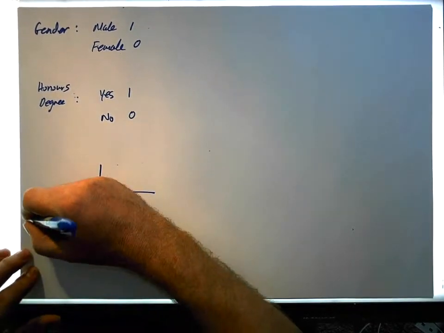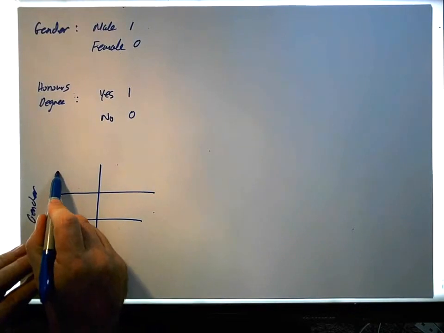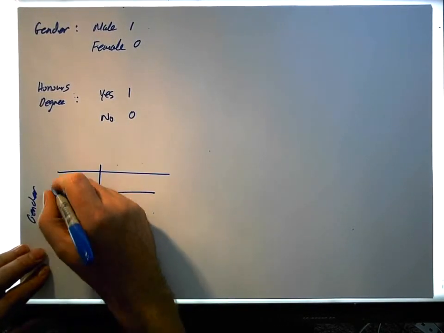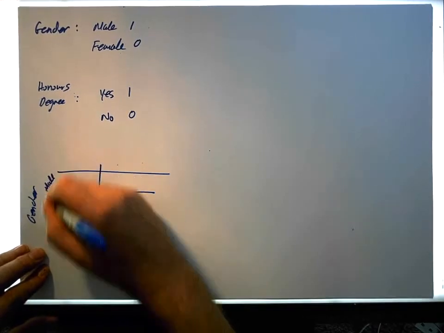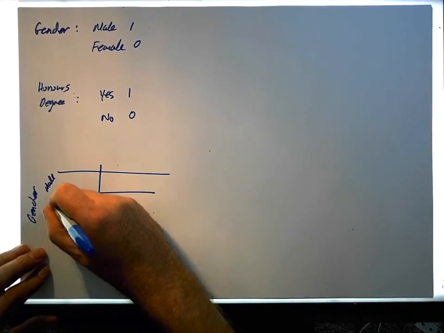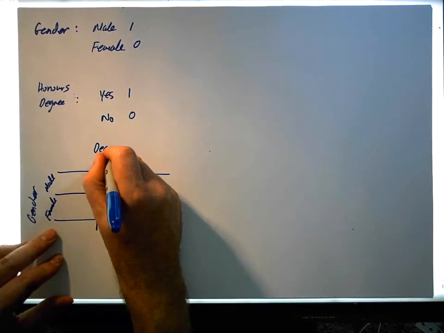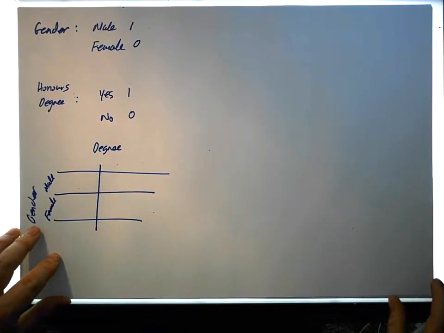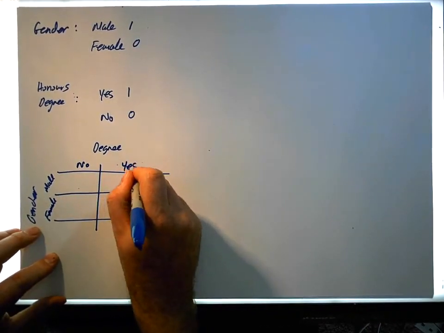So we have gender down here. This is when X is equal to 1, so this is for males, and this is for females, X is equal to 0. And across here, it's your degree type, whether it's an honors degree or not. And let's say we had no, and we have yes.